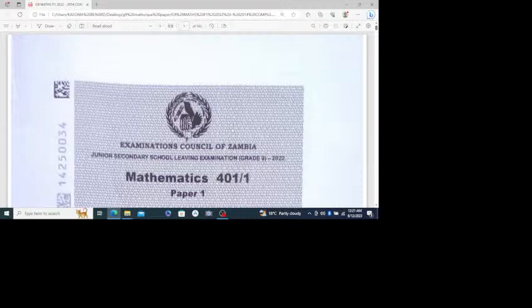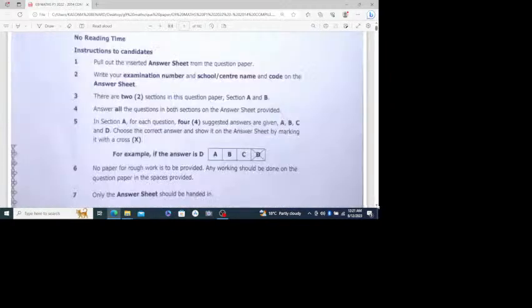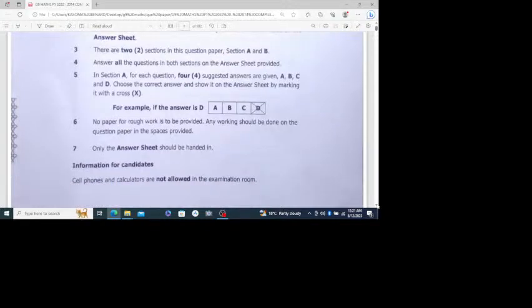So when you're in an exam, what you need to do is make sure that you go through the instructions. So as you can see, these are the instructions. You make sure that you go through the instructions.